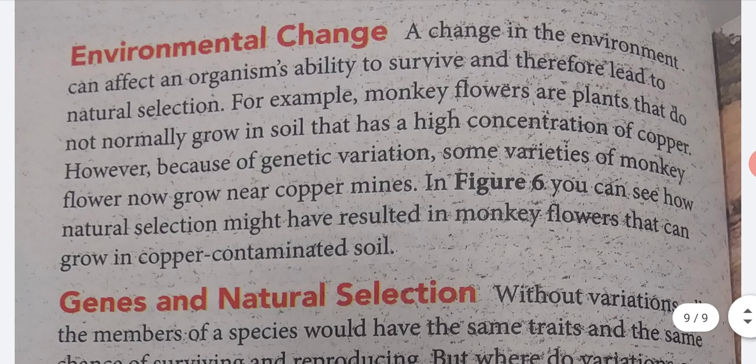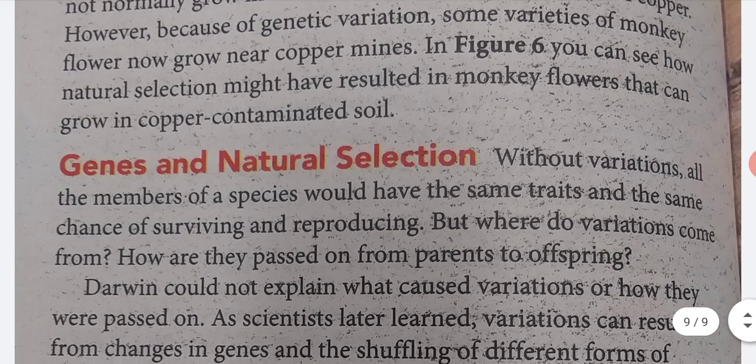Environmental change. A change in the environment can affect an organism's ability to survive and therefore lead to natural selection. For example, monkey flowers are plants that do not normally grow in soil that has a high concentration of copper. However, because of genetic variation, some varieties of monkey flower now grow near copper mines. In Figure 6, you can see how natural selection might have resulted in monkey flowers that can grow in copper-contaminated soil.